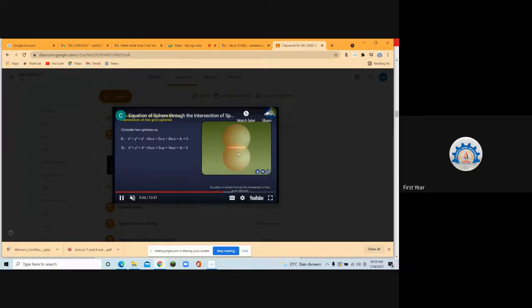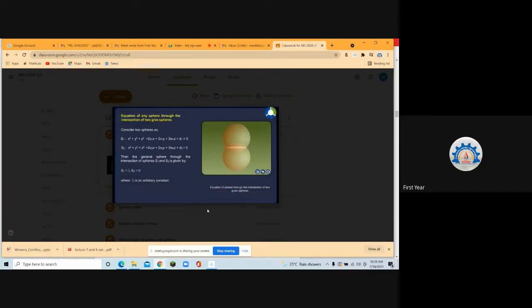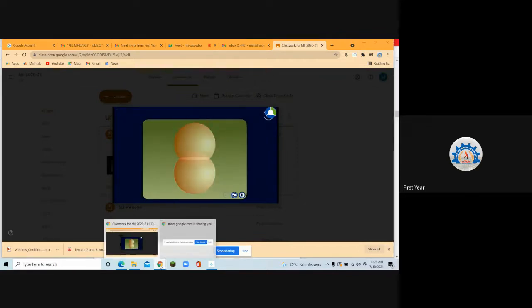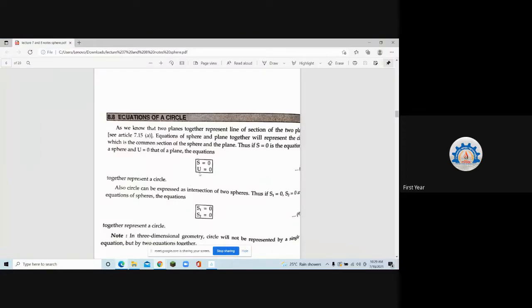So how do we represent that? We write down the two spheres simultaneously: S1 is equal to 0 and S2 is equal to 0. That is represented as your circle in 3D. Or S equal to 0 and plane U equal to 0 is represented as the intersection of a sphere and a plane. So first of all, that is the geometry of how the intersection of two spheres is a circle, and the intersection of a sphere and a plane is also a circle. Is that clear to everyone?